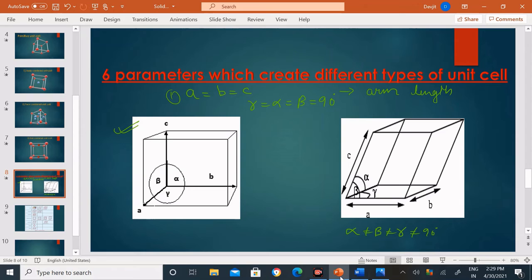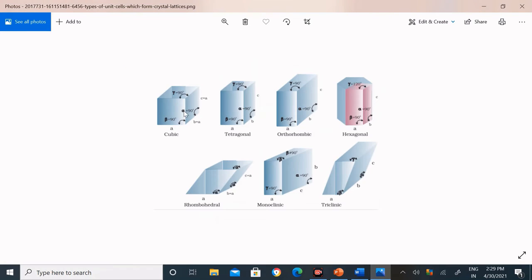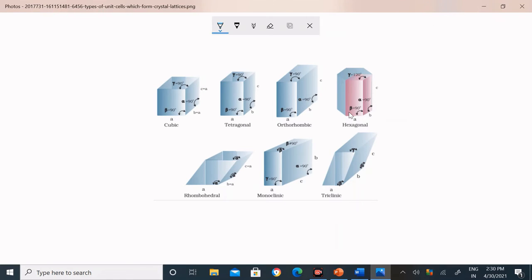Now comes another point: a unit cell can have different possible structures based on different values of these parameters. So let's see. These are the 7 possible structures of unit cell based on different parameters. See here, alpha, beta, gamma, all angles are 90 degrees, and A, B, C are all equal. That's why this is termed cubic.